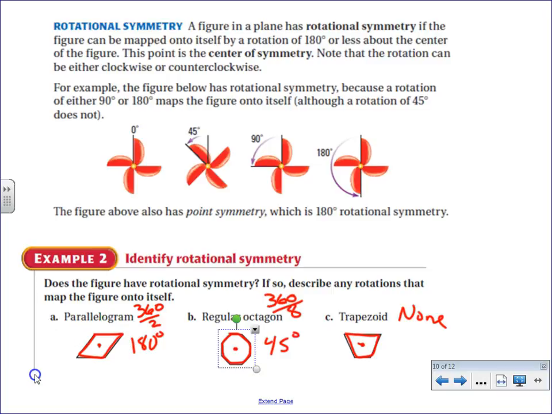The octagon, if I rotate that 45 degrees, notice I'm in the same position 8 times in a full rotation. So 360 divided by 8 gives me 45 degree rotational symmetry. Trapezoid doesn't have any rotational symmetry because it takes a full rotation to get back to where I started. So 360 divided by, I'm only there once, is 360 degrees. So I have to go a full 360 degree rotation, which doesn't classify as rotational symmetry. It has to be 180 degrees or less.